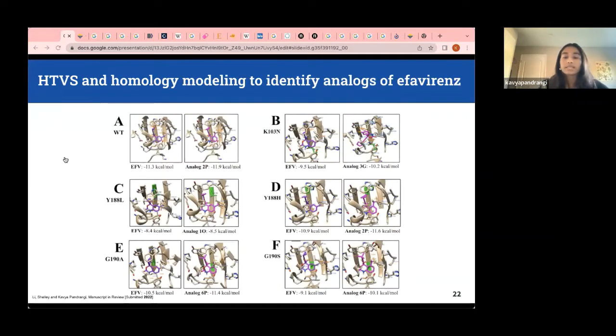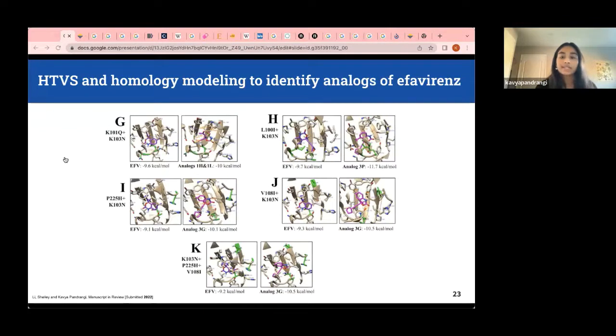So you can basically see the binding poses of efavirenz and top analogs here to wild-type reverse transcriptase and all the variants. And we found that many of our analogs did perform better than efavirenz in both wild type, as seen here, and in the variants, in both single mutants and in double and triple mutants, as you can see from the increased binding affinities.